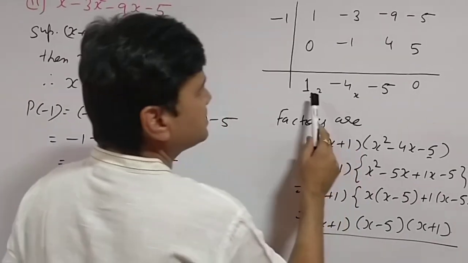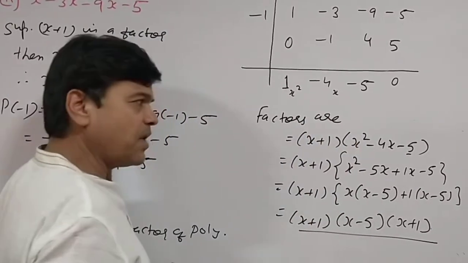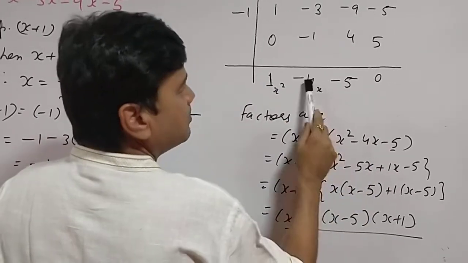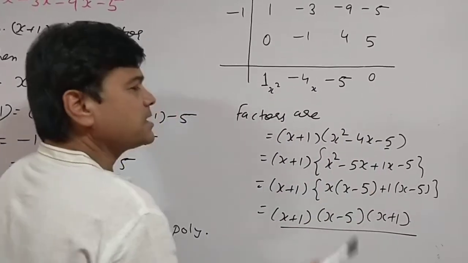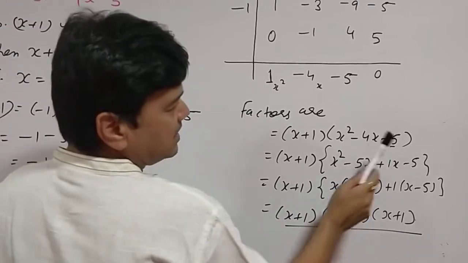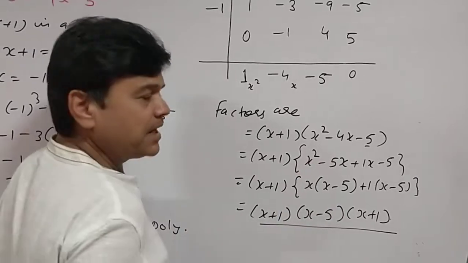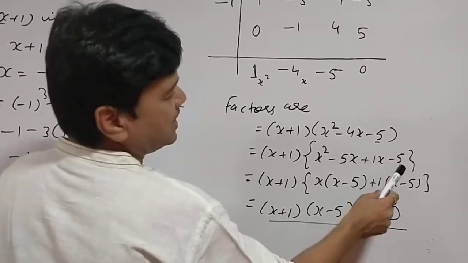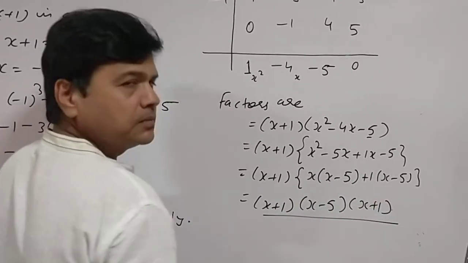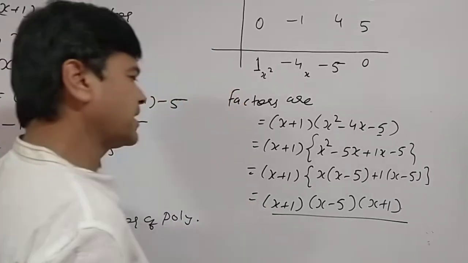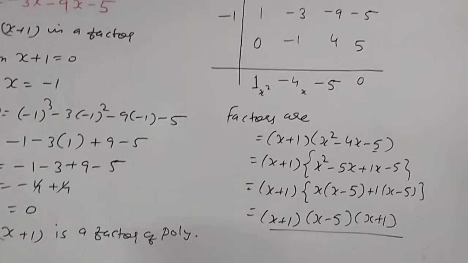And the other factor has 1, 2 and 3 terms. That is quadratic: x square, x and 1. So x square minus 4x minus 5. Splitting method. The last sign is minus. Then the multiplication is 1 into 5, and the subtraction is 4. Minus 5x plus 1x. Take common from the two terms and you will get the answer. So this is the final answer.